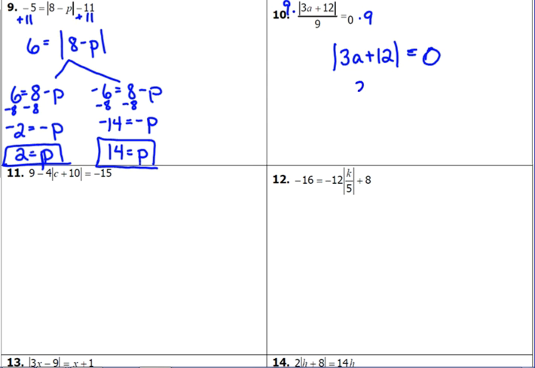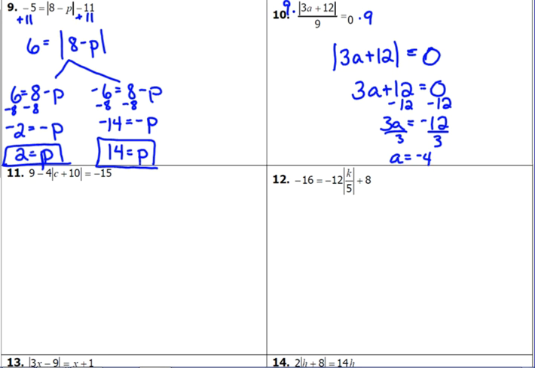So this one is only going to have one solution, okay? We only have one case here because there's no such thing as negative or positive 0. It just is what it is. So we subtract the 12. We divide by 3. We get a is negative 4.